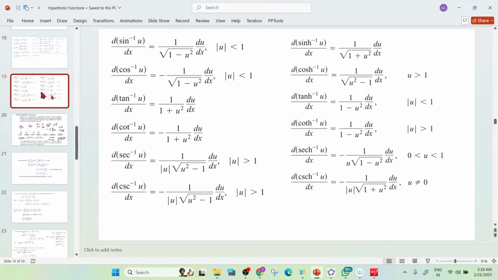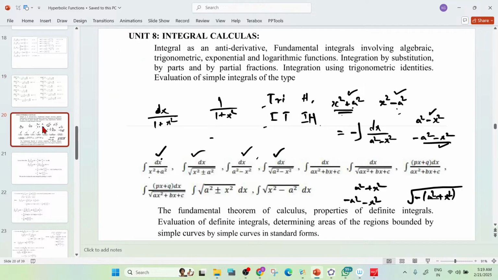Cot inverse x. No, not cot inverse. That is 1 by 1 plus x square. You have to be careful. That's why I'm going a little slow here, because completely understanding these differentials is very important. This is dependent on this, and this is also dependent on this. All of the later ones are dependent on these first four. So that's why let's go a little slow.